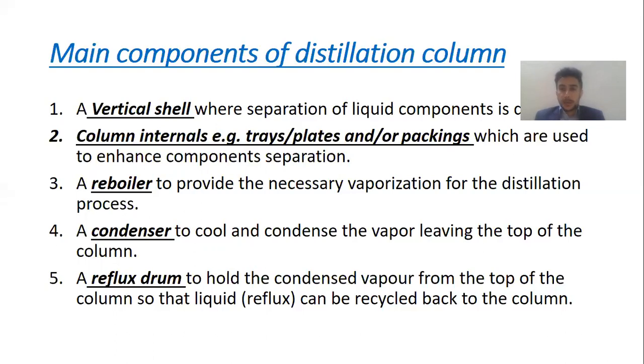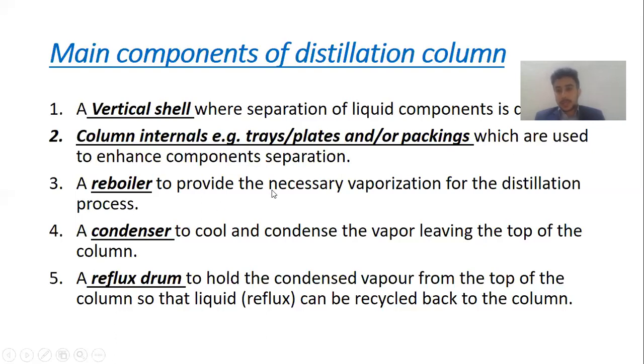And also, especially in the atmospheric distillation, we have a reboiler. This reboiler provides the necessary vaporization for the distillation process. At the reboiler, there is a high temperature, so the residue at the bottom of the distillation column is sent to the reboiler. Then, at the very high temperature, this crude oil or this residue is converted into vapor hydrocarbons, and then sent to the distillation column.